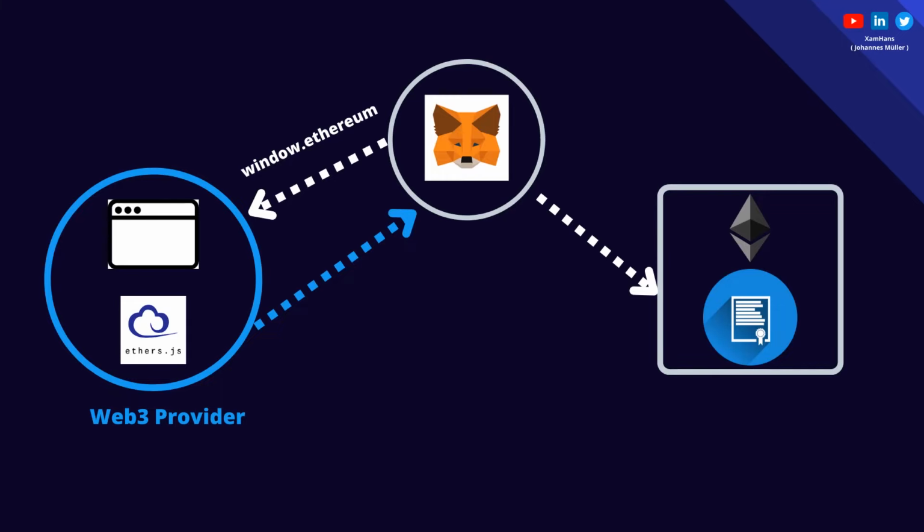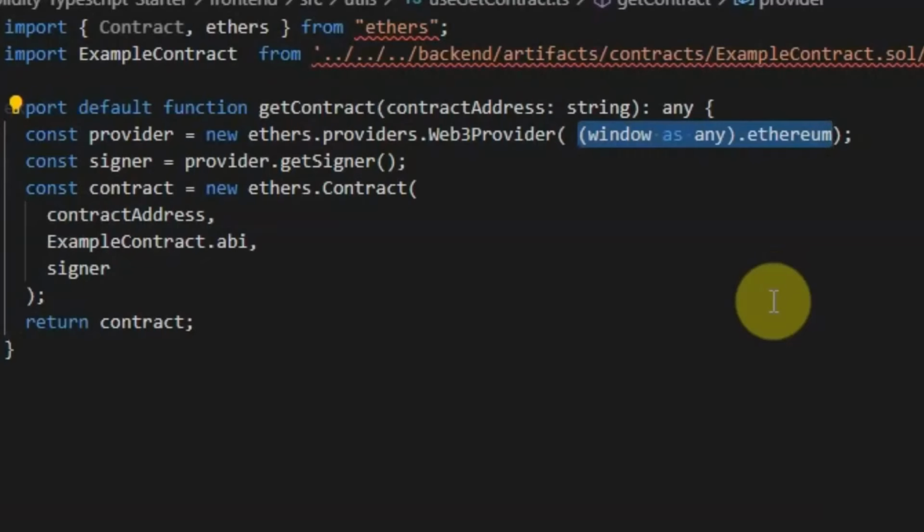MetaMask injects a global API into websites that can be reached by window.ethereum. This API allows websites to request users' Ethereum accounts, read data from blockchains the user is connected to, and suggest that the user sign messages and transactions. Ethers.js is wrapping this API with its Web3 provider.